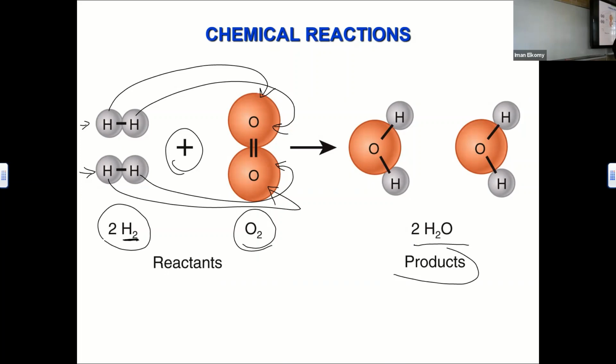These are my products. Now, I did not lose anybody. I still have the same number of hydrogens. In total, I had 1, 2, 3, 4 hydrogens, and here I have 1, 2, 3, 4. I lost nothing. I had 2 oxygens, 1 and 2, and I ended up with 1 and 2. Make sense? All right. Good deal.